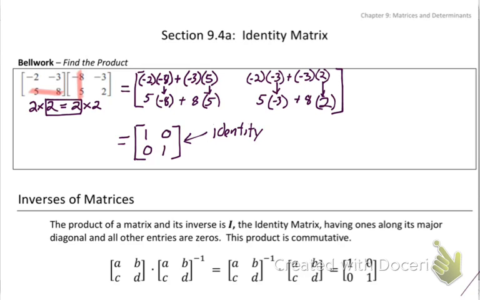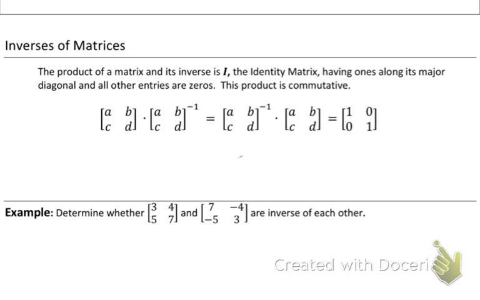Okay, so that's the identity. And that brings us to a new bit of information. It's called an inverse. And that is our next section, inverses of matrices.